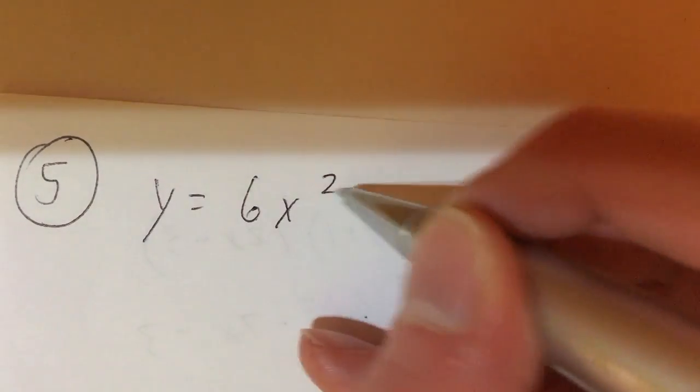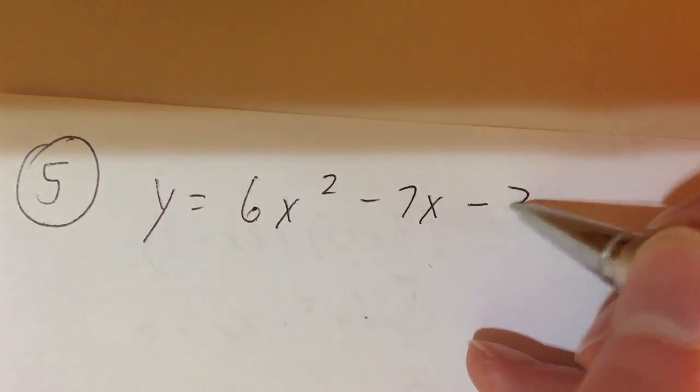Fifth and final example. This one's going to use the star method, okay? I'll tell you that much. This one is going to use the star method. I'm going to do, yeah, that's the one I want to do. y equals 6x squared minus 7x minus 3.